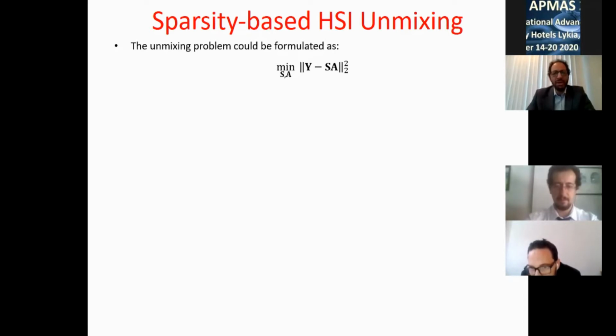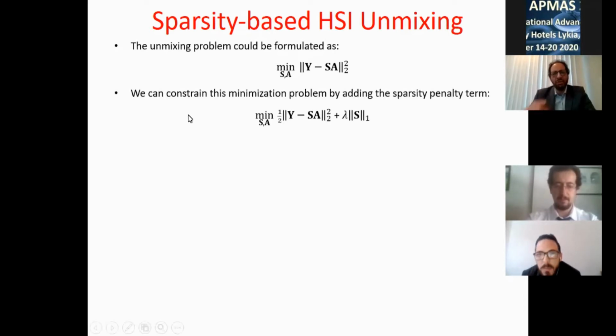So what we do here is we impose a constraint. We need to impose more constraints to make sure that we're obtaining S and A that are unique, and these are the ones we really are looking for to fit this data Y. We constrain this minimization problem by adding a sparsity penalty term, by saying we are assuming that the spectra we're looking for are going to be sparse, which means they're mostly zeros. They mostly have zero values when they are represented in a particular domain or a particular linear transform.